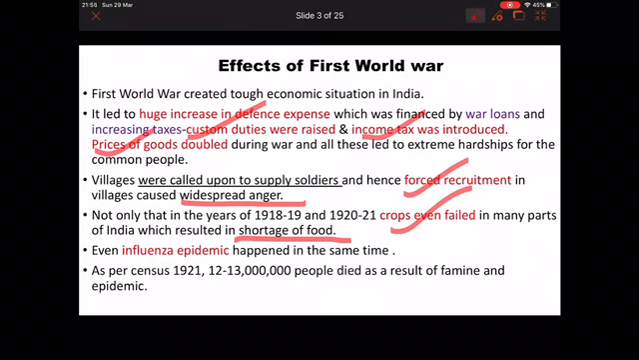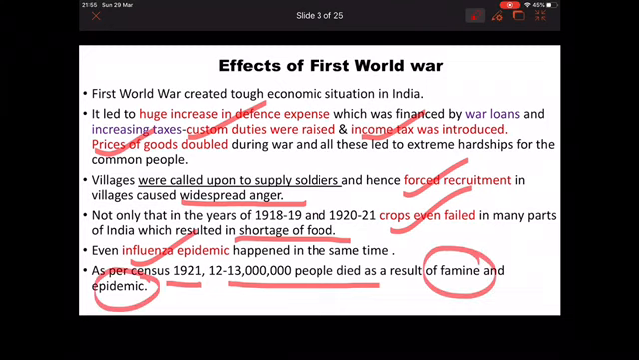Like we are having corona, during that time an influenza epidemic happened. Too many people died due to the outbreak of this influenza. What is influenza? It's a very common thing. It is due to the outbreak of a virus. It normally attacks your lungs, throat, and the respiratory process. So due to this influenza epidemic, and as per the census of 1921, 12 to 13 million people died as a result of famine and as a result of epidemic. What epidemic? Influenza epidemic. Why famine? Because crops failed.